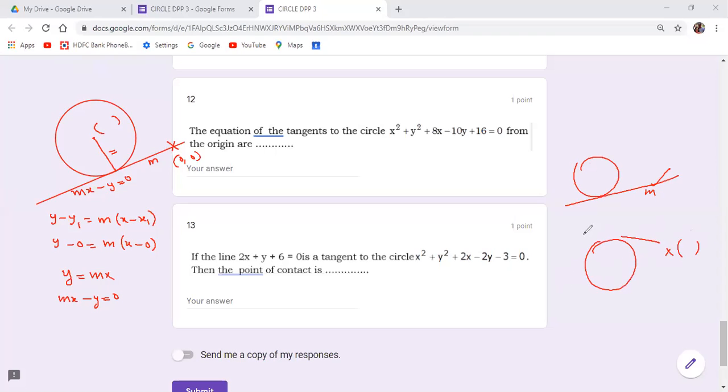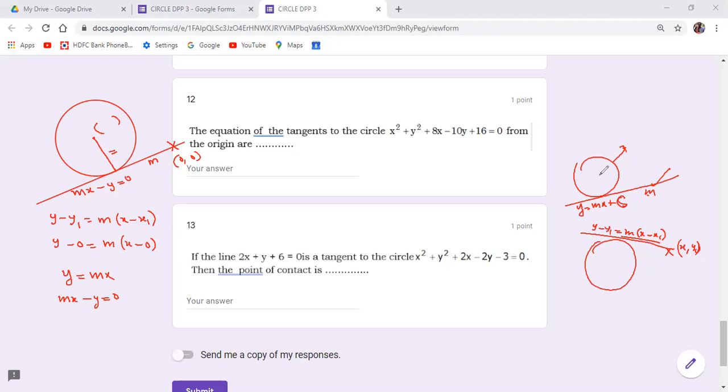When the slope is given, we assume the equation of the line as y equals mx plus c or mx plus or minus a root 1 plus m square. Wait, listen to me. A root 1 plus m square can be applied only for the standard circle. For a general circle, it will be y equals mx plus c. And when a point is given, we assume the equation using the slope point formula, y minus y1 is equal to m into x minus x1, because this point is known to you.